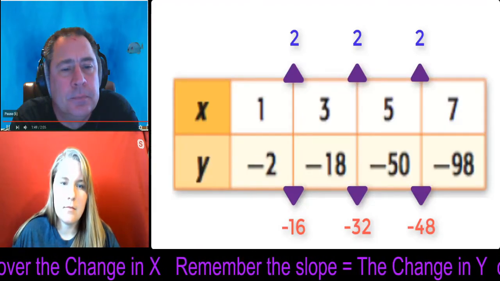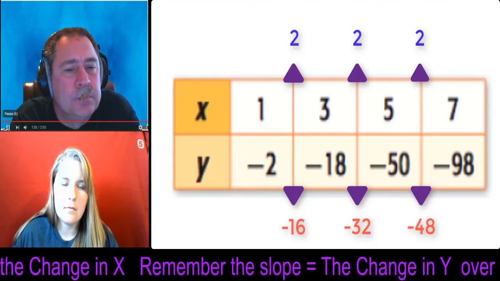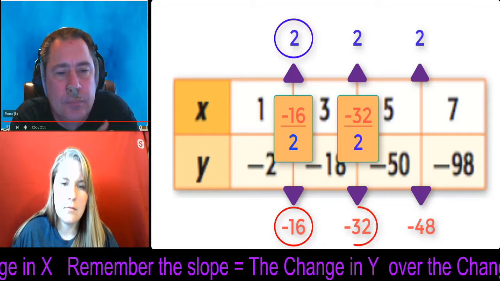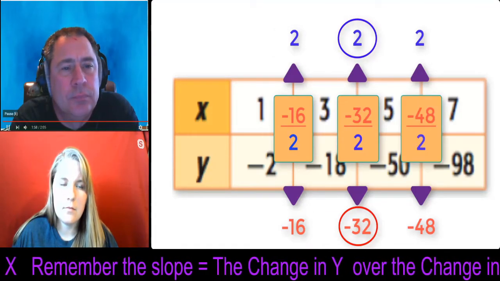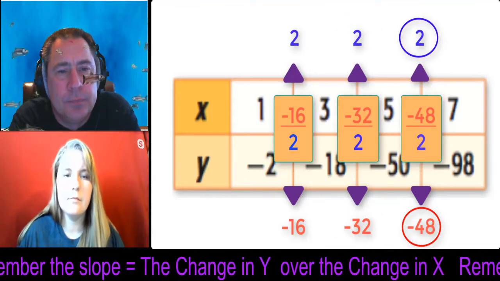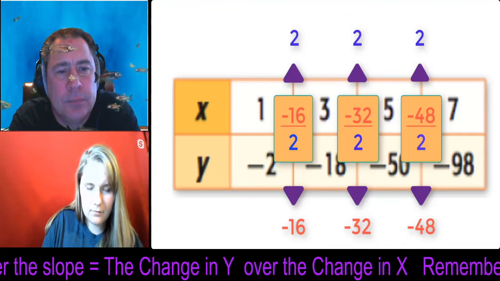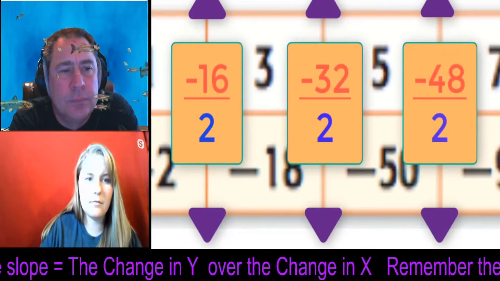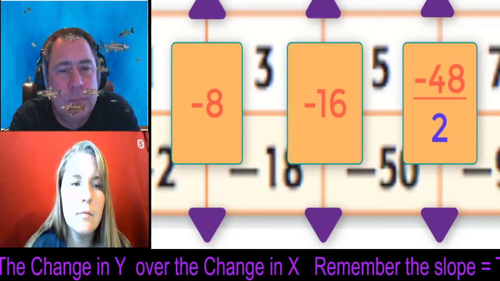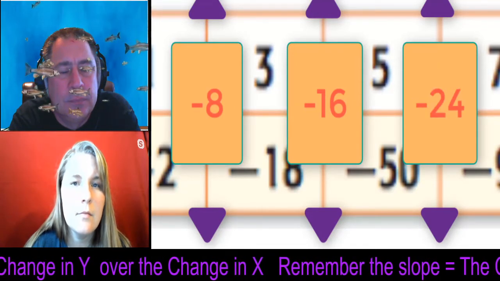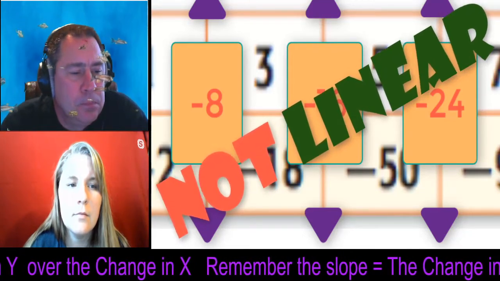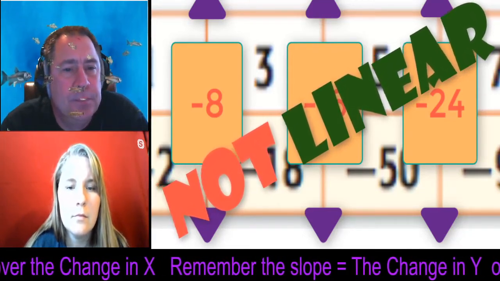We have to divide. So we take the first one, negative 16 divided by 2. And then we have negative 32 divided by 2. And then negative 48 divided by 2. Okay, so this is where we have to see, are these equivalent fractions? So let's take a look and see real quick. If I take negative 16 divided by 2, I get 8. Negative 32 divided by 2, I get 16. Negative 48 divided by 2, 24. So these are not linear. They did not reduce to where we were equivalent fractions.